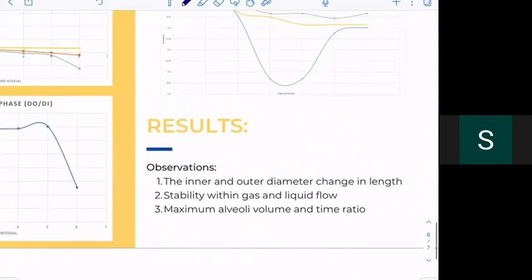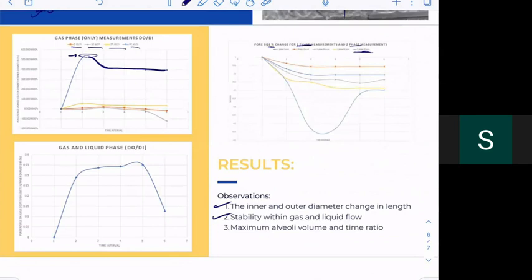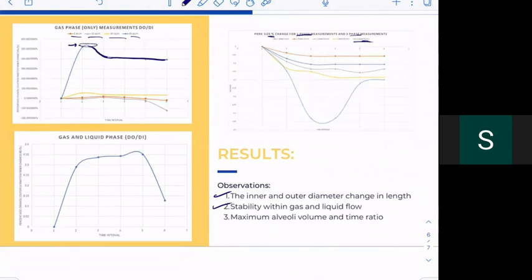And stability. Again, the inner and outer diameter change in length and the stability within the gas and liquid flow. The reason I mentioned the clogged device was because the results for that device were less stable than the results of a device that wasn't clogged, which gives us a hint of what happens when you have all these pulmonary diseases happening in your lungs and how it affects the overall turbulence and stability of the gas flow and the airflow.